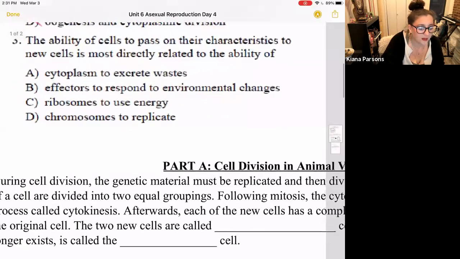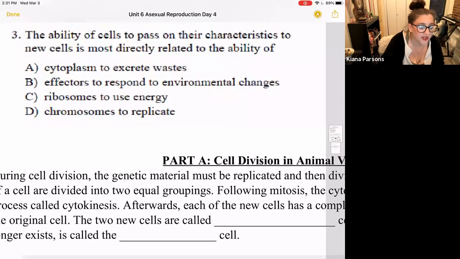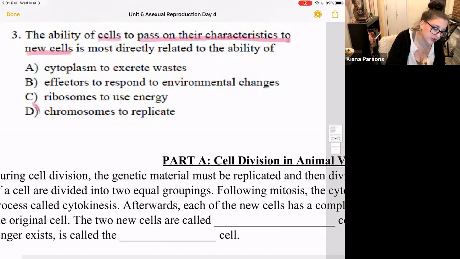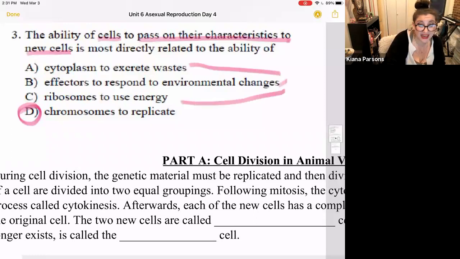All right, number 3, the ability of cells to pass on their characteristics to new cells is most directly related to the ability of cytoplasm to excrete waste, effectors to respond to environmental changes, ribosomes to use energy, or chromosomes to replicate. So we're talking about the ability of cells to pass on their characteristics to new cells, and that's going to be chromosomes replicating. These would all impact the ability to maintain homeostasis, like not passing on characteristics.